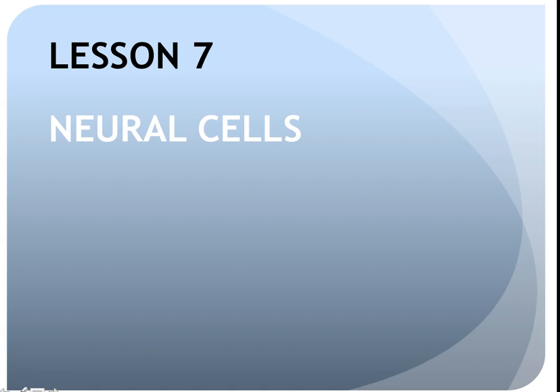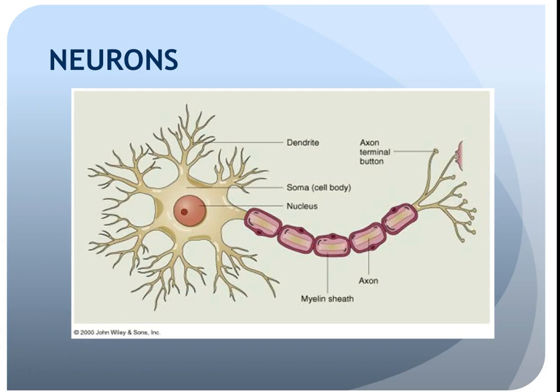Hello again. In lesson 7, we're going to be talking about neural cells. Neural is a word that I use to describe anything that's nervous tissue. So we're talking about different cell types within the brain, spinal cord, central, peripheral, what have you. The basic unit, the basic cell of the nervous system is the neuron. Some of this is going to be review, and some of it will not be review. So we're going to start off with the neuron.